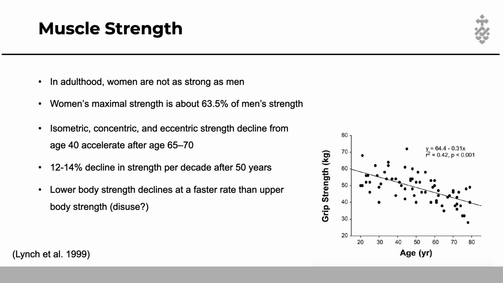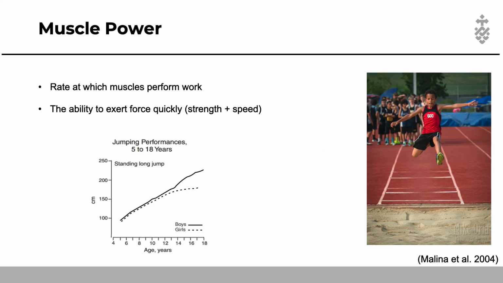Now, muscle strength is closely related to muscular power, which is the rate at which muscles actually perform work. So essentially, muscle power is a combination of strength and speed. And it's commonly measured by jumping tests. So tests where you do a long jump or a vertical jump are used as indicators of muscular power.